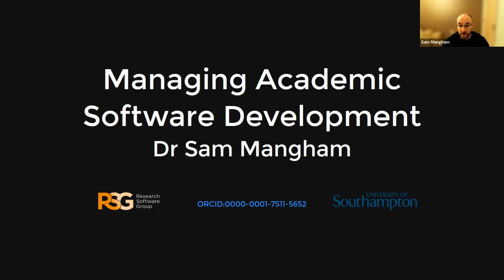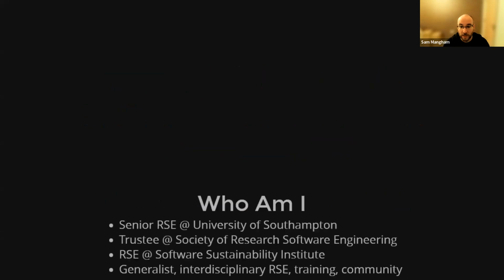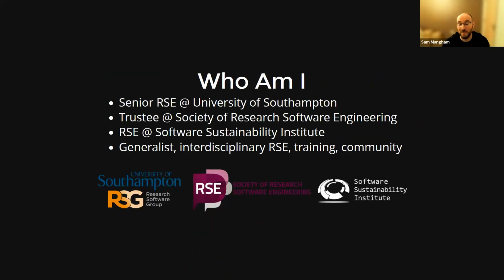Right, so hi everyone, I'm Sam Mangham and I'm here to deliver this talk on managing academic software development. So yeah, I've already been introduced, but I'll just go over myself again. So quick bit of background, I am a senior research software engineer at the University of Southampton in the UK, as well as being one of the research software engineers working for the Software Sustainability Institute here. And I'm a trustee of the UK Society for Research Software Engineering. So as a software engineer, I'm an interdisciplinary generalist, and as an RSE, I've worked on everything from web-based machine learning platforms to HPC codes for astrophysics.